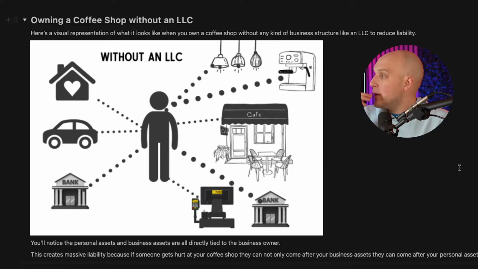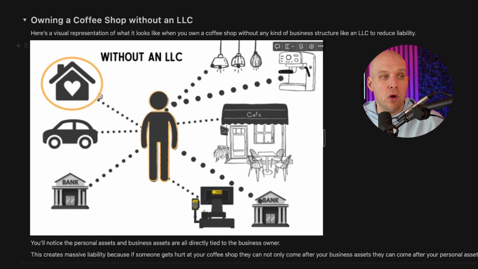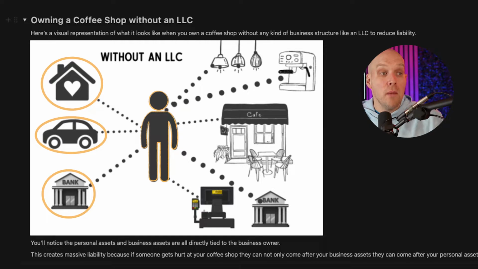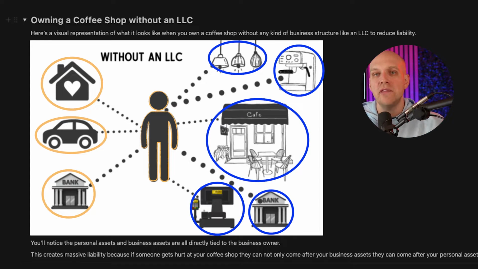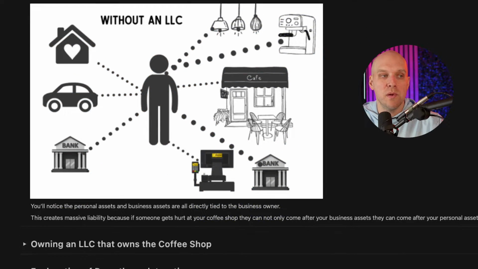What you can see here is we have a business owner, but everything is connected to that business owner: his personal home, personal car, personal bank account. But then on the business side, you have the cafe, the point of sale, the business bank account, the lights, the espresso machine. Everything is directly connected to that business owner, which creates a lot of liability. Now, if you were to own that same coffee shop, but it's an LLC that you own that owns the coffee shop, it looks very different.